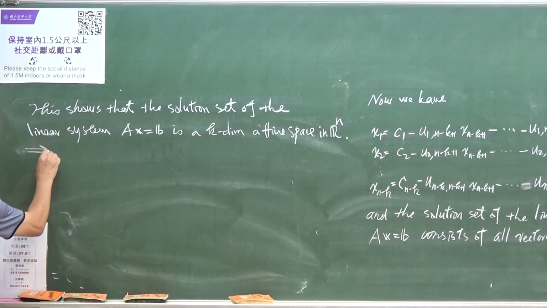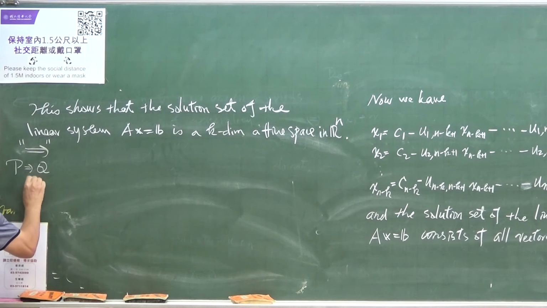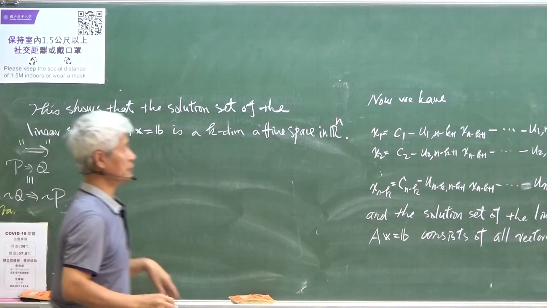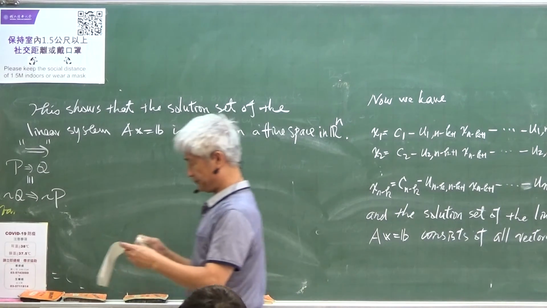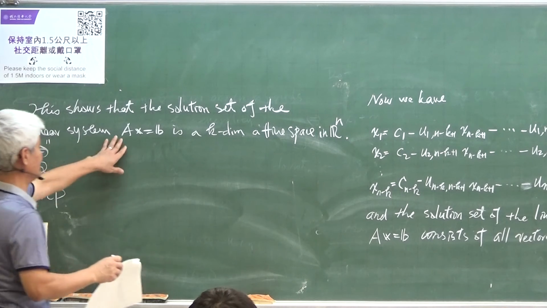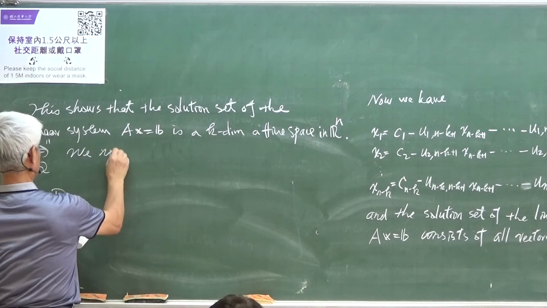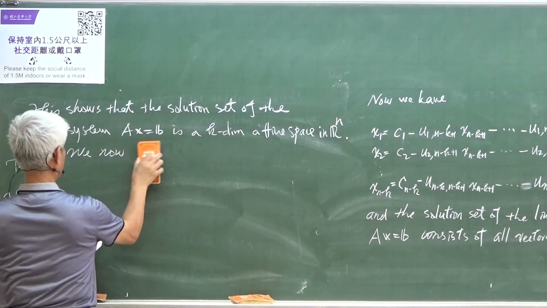Okay, so now we will prove the forward direction. Forward direction means P implies Q, right? But logically, we all know that it is equivalent to not Q implies not P. So we'll take this approach by assuming not Q. What is not Q? Not Q means that the rank of A is not equal to n minus k.